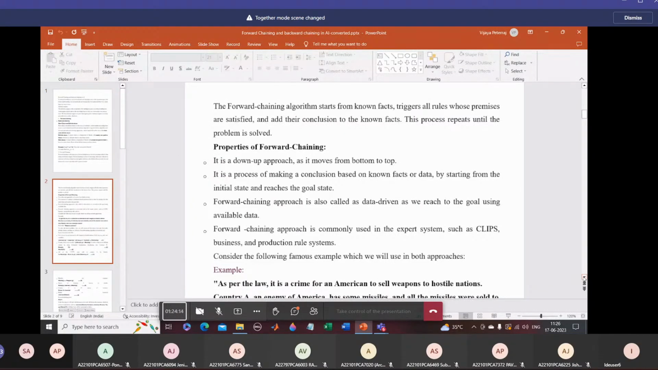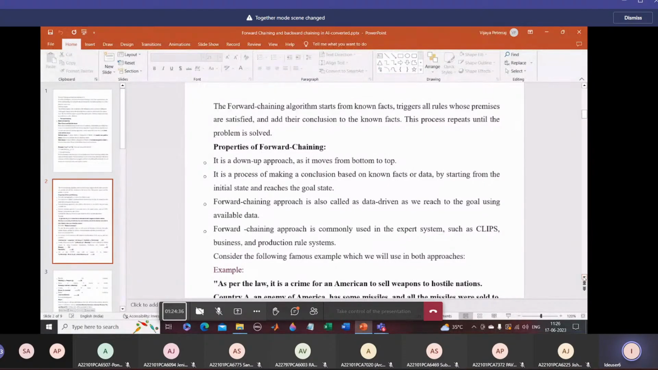So forward chaining will start with your known facts. It will trigger all the rules whose premises are satisfied and add their conclusions to the known facts, until the problem is solved. So you have to start with the known facts. Okay, then what are the properties here? It is a bottom-up approach. So it moves from the bottom to the top.